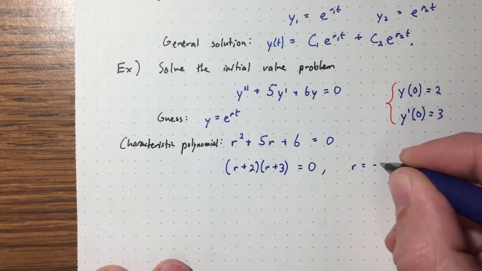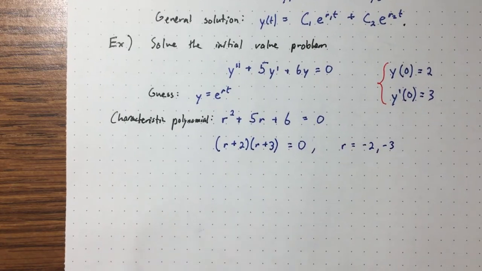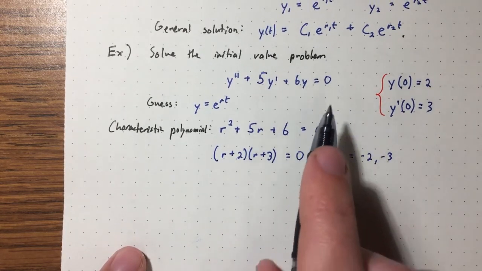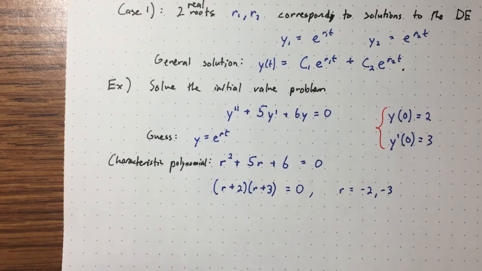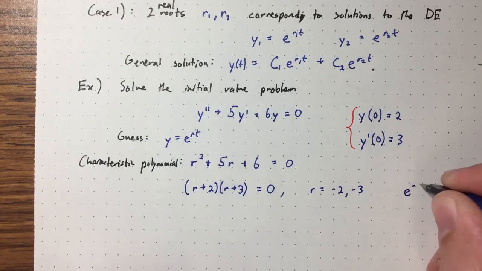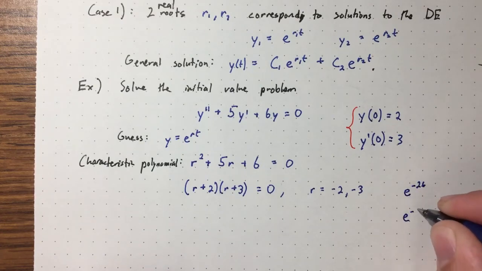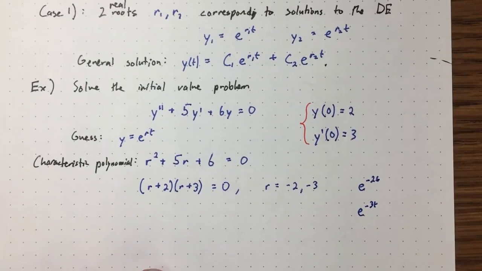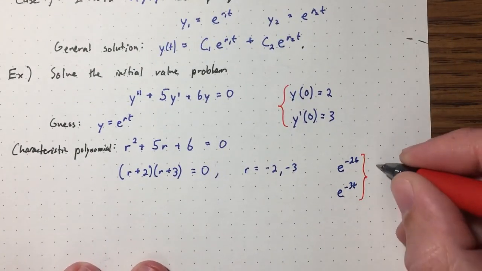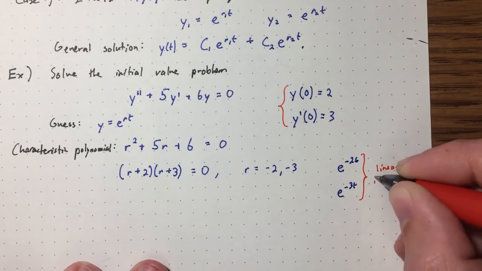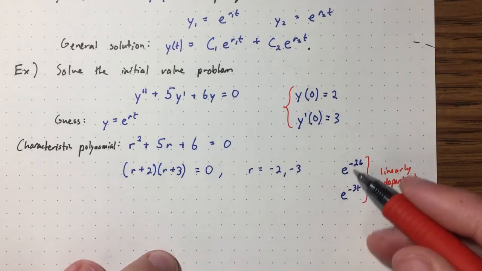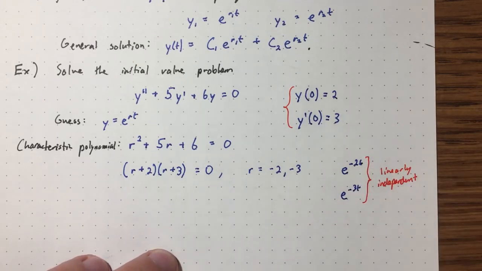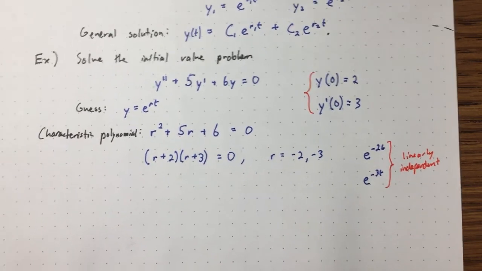So what are my roots? My roots are negative 2 and negative 3. Those correspond to solutions e to the -2t and e to the -3t. So here are two solutions, e to the -2t and e to the -3t. And what can we say about these solutions? These are linearly independent. One of these is not just a constant multiple of the other. If you do this one divided by that one, you don't get a constant.